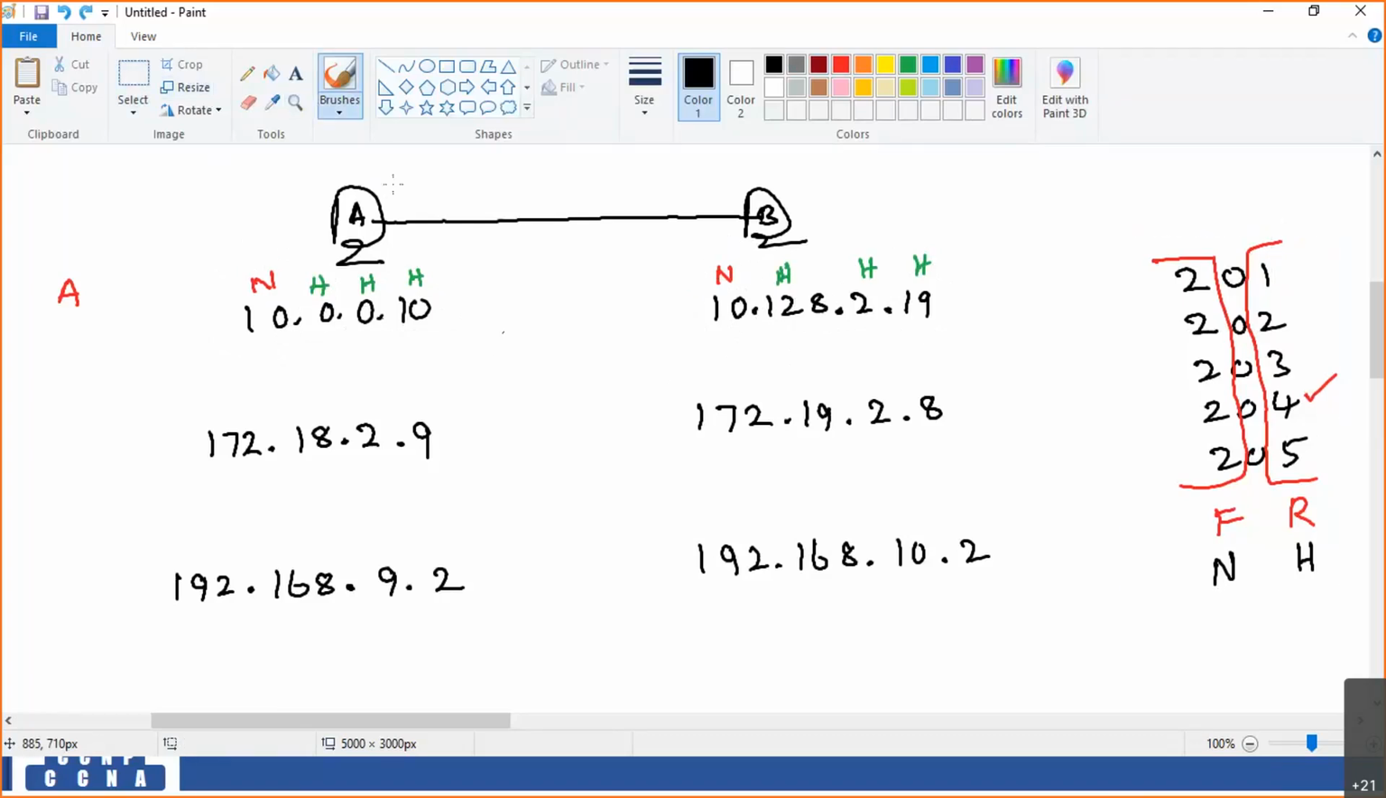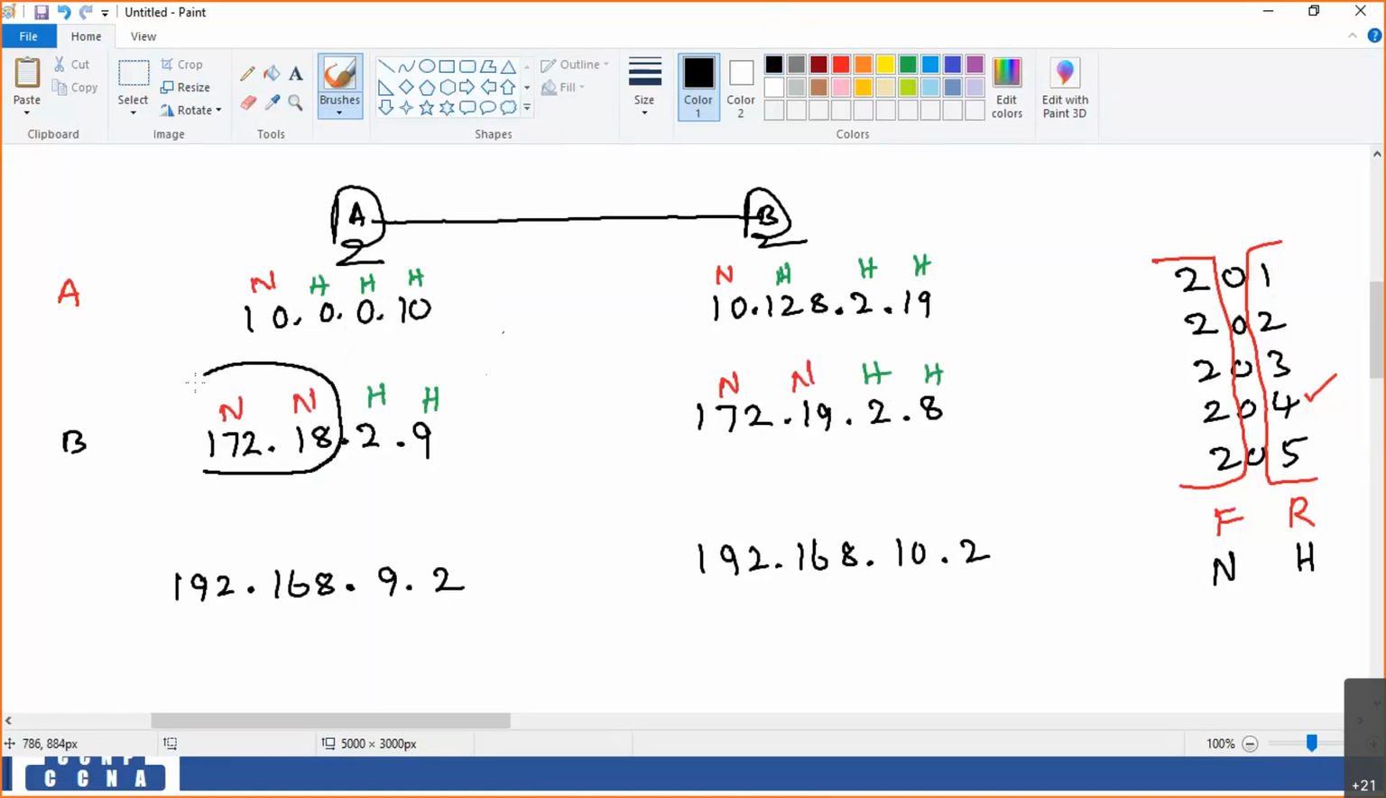Next is class B. Will they communicate? No. In the second example, no, these are different networks. I'll explain. Class B: the first octet is network, the second octet is network, the third octet is host, the fourth is host. Computer B is also network, network, host, host.